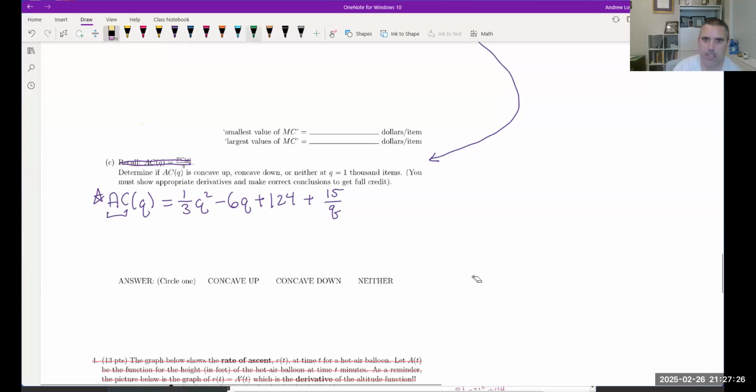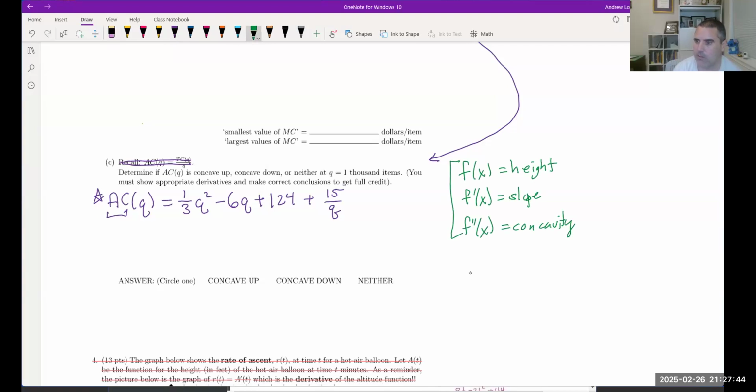So this goes back to this idea of if you have a function, we think of whatever the function is we're studying as the height. We think of the derivative as the slope. That's what it represents, slope of the tangent line. And the second derivative is the concavity. So really everything goes back to these three things. So if a question is asking me if something's concave up or concave down, they're asking me about the second derivative of whatever we're talking about and whether it's positive or negative.